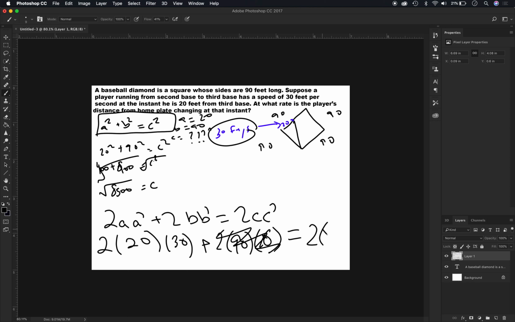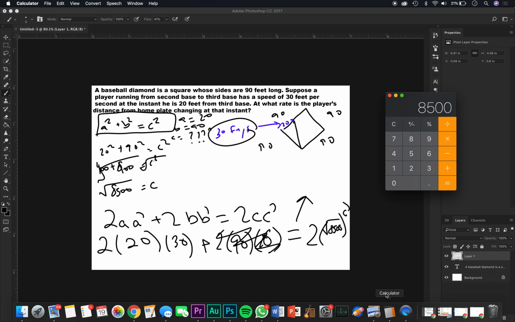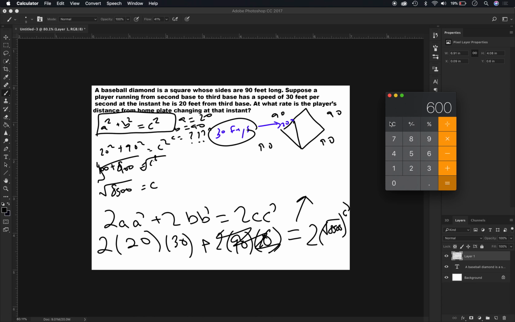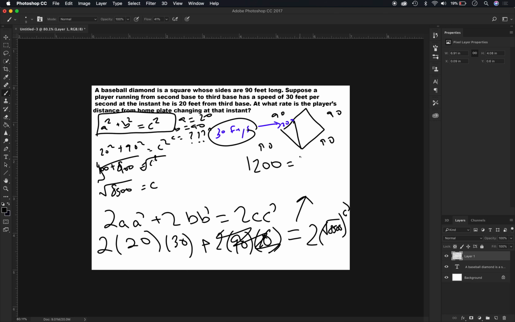Equals 2 times c, that nasty thing, and then c prime. So basically, 20 times 30, I'm not even going to try, times 2, 1200. 1200 equals 2 times the square root of 8500 times c prime. So you divide, and that's your answer. 1200 divided by 2 is 600 over the square root of 8500, and that is your answer.